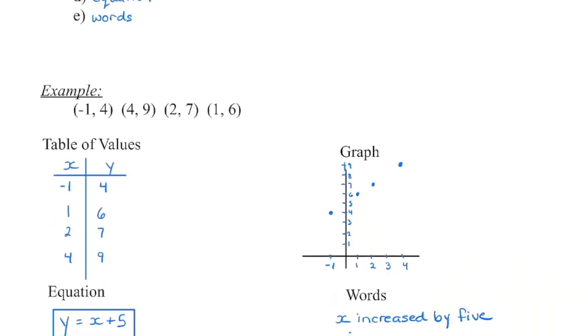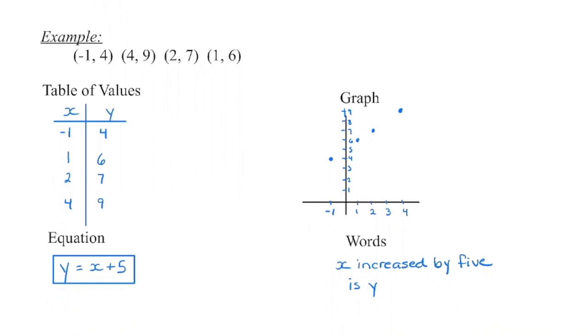If I put them into a table of values, we know that the first one is always the x value, the second one is always the y value. I took a look at my x values and I decided to list them in numerical order from the lowest to the highest. So when x is -1, the y coordinate that corresponds with that is 4. When x is 1, the y coordinate that corresponds with that is 6, and so on.